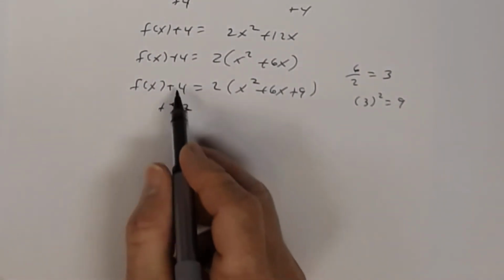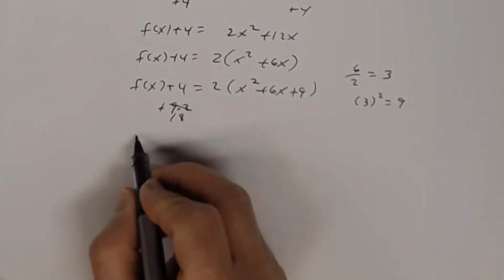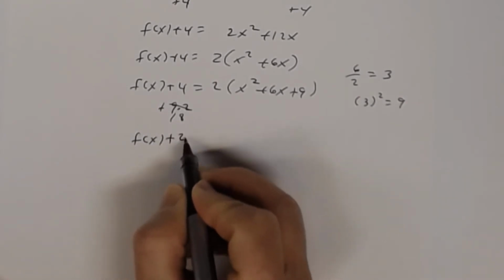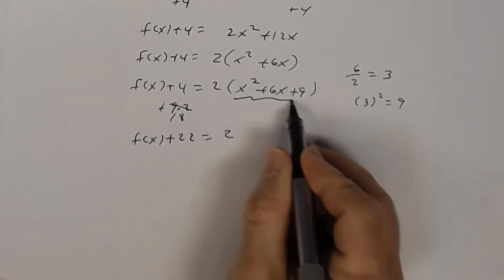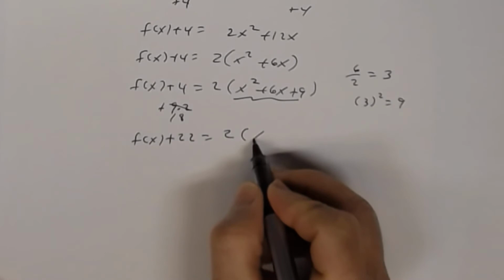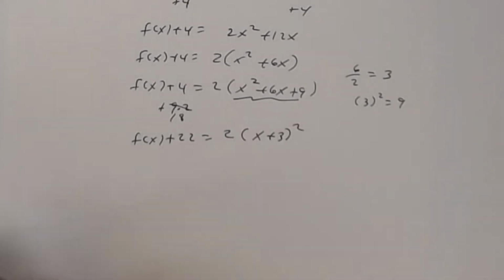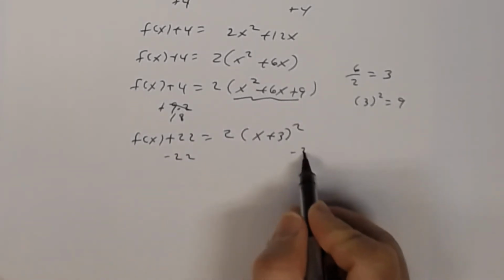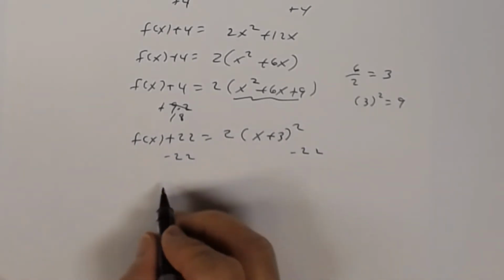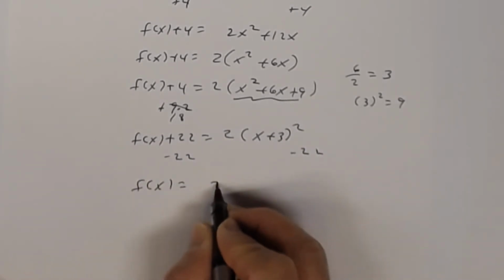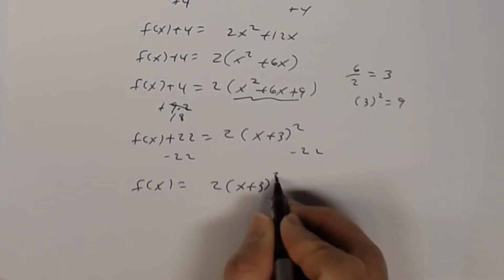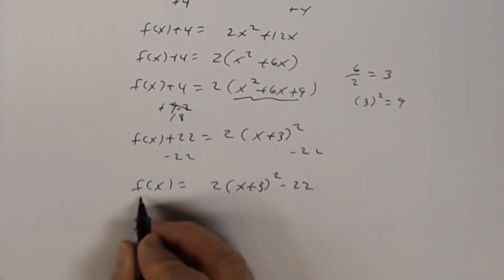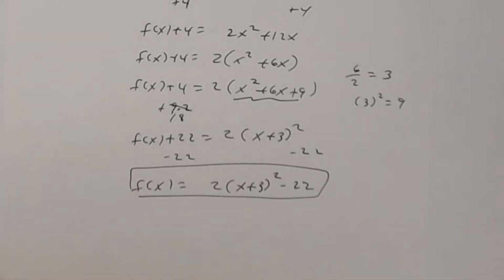Okay, so now let's combine like terms. 4 plus 18 is 22, so I got f of x plus 22 equals 2, and this is now a perfect square trinomial. 2 times x plus 3 squared. And I'll subtract 22 from both sides to get f of x by itself. You get f of x equals 2 times x plus 3 squared minus 22. And there's your answer. Okay?